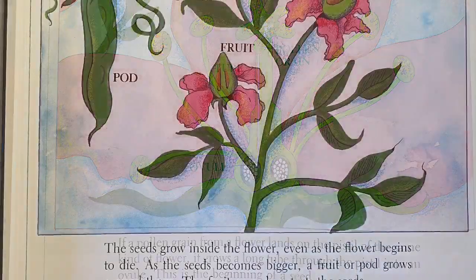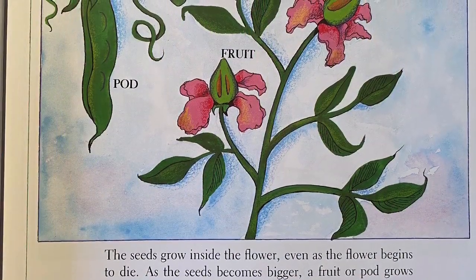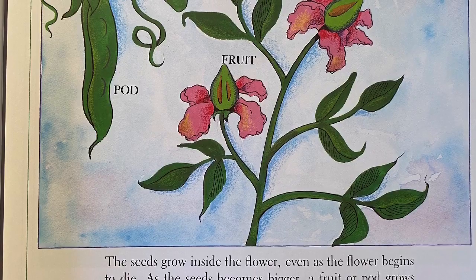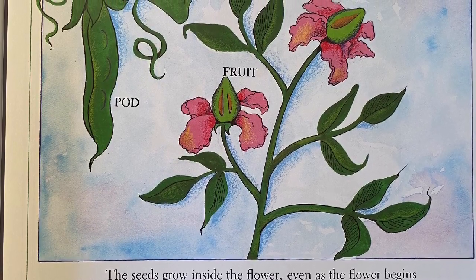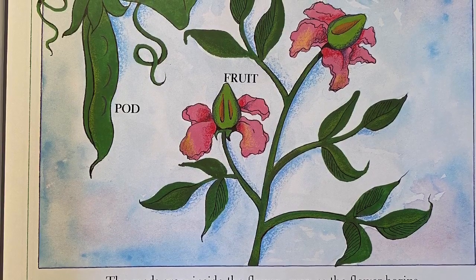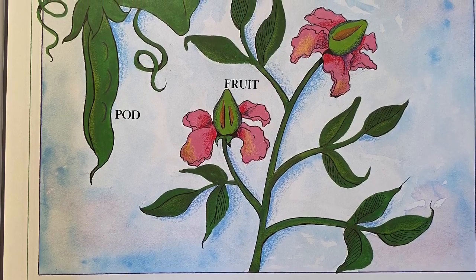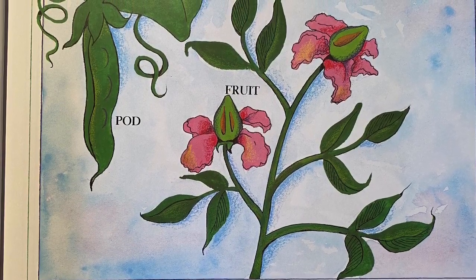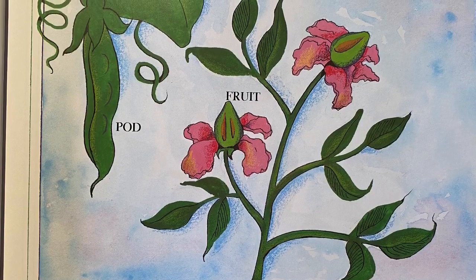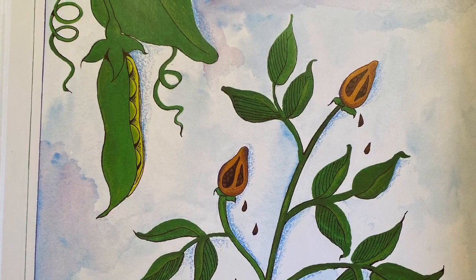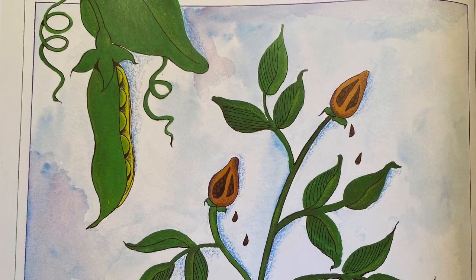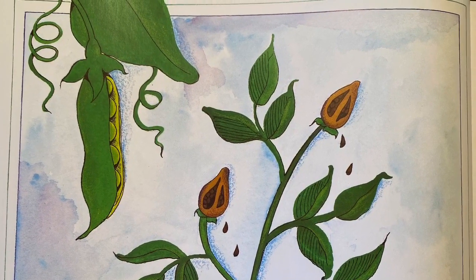The seeds grow inside the flower even as the flower begins to die. As the seeds become bigger, a fruit or pod grows around them. The fruit or pod protects the seeds. And we can see in the picture, there's a picture of a pod and the fruit. When the fruit or pod ripens, it breaks open. The seeds are ready to become new plants.